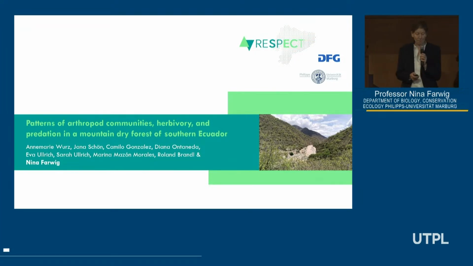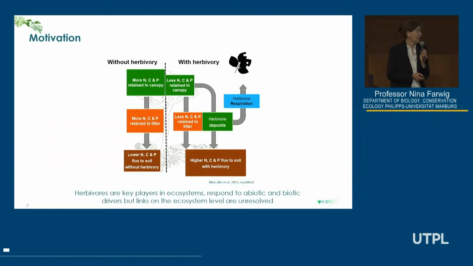So arthropods are the most diverse group of animals, and they strongly shape vegetation patterns, structures, and composition. And it has, for instance, been shown that not only the vegetation structure and composition, but particularly also the nutrient fluxes are strongly influenced by whether herbivores are present or not. So there is much more flux of nutrients into the soil.